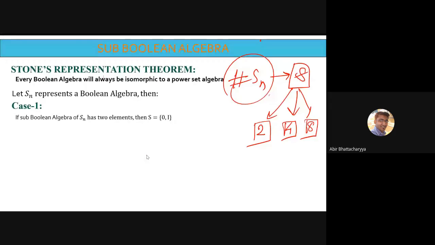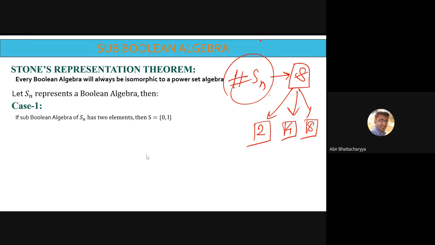Now, why 2, 4 and 8? Because a sub-Boolean again has that representation, 2 power n. It is not possible that a sub-Boolean has 3 elements or 5 elements, because a sub-Boolean also has that 2 power n formula. The number of elements in the sub-Boolean should be 2 power n, as well as the number of elements of any Boolean algebra is always 2 power n.